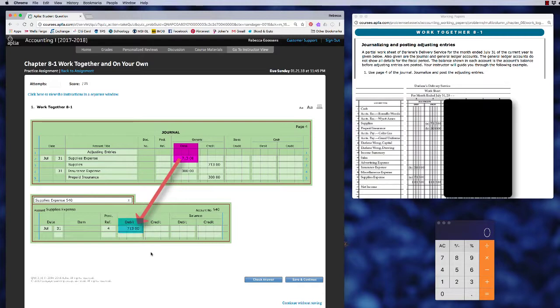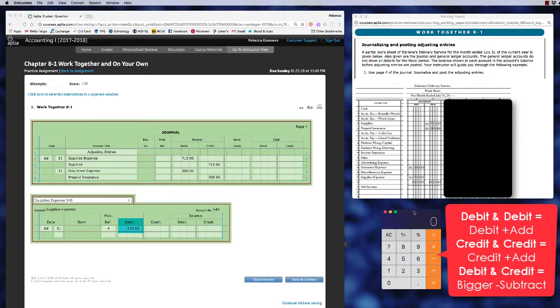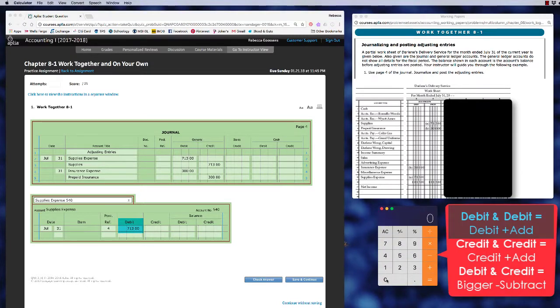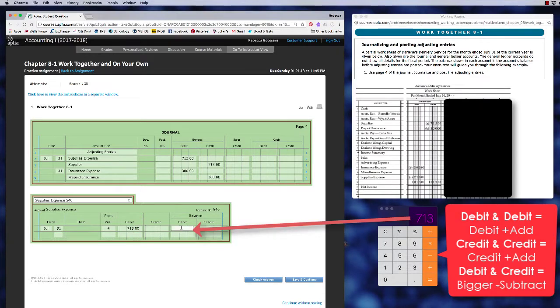Since there's no balance previously recorded, I'm going to assume that it's 0. So I'm going to take 0 plus 713. I'm going to get, wow, 713. And I'm going to place that in the debit column. So 713. I need to take my 540 account number and put that in the journal's post reference because I'm saying this supplies expense is posted to account 540.